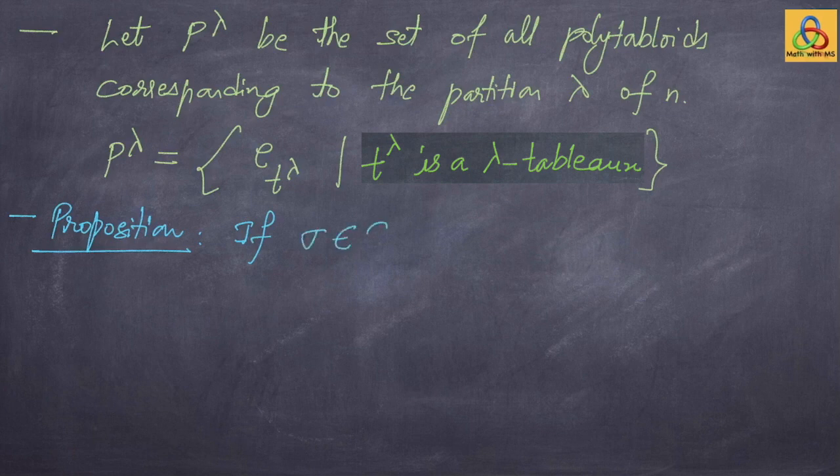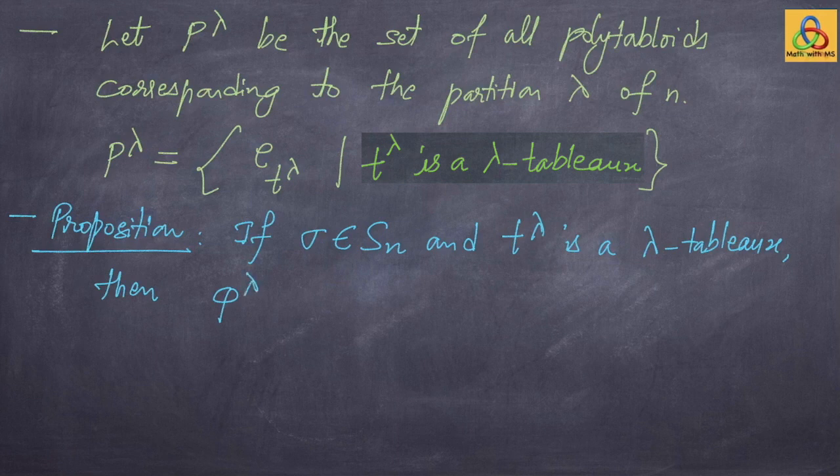If sigma is a permutation in the symmetric group Sn and T lambda is a lambda tableau, then phi lambda, the representation from Sn into GL of M lambda evaluated at this permutation sigma, is an invertible linear transformation of M lambda. This will act on E of T lambda and map it to some vector in M lambda. In fact, it turns out to be the same as E of sigma T lambda. Here, sigma of T lambda is simply the image of T lambda under the permutation sigma, since the symmetric group Sn acts on the set of all lambda tableaux.